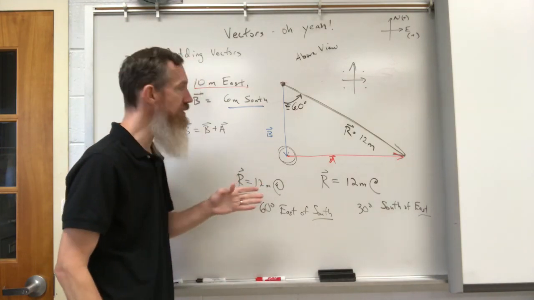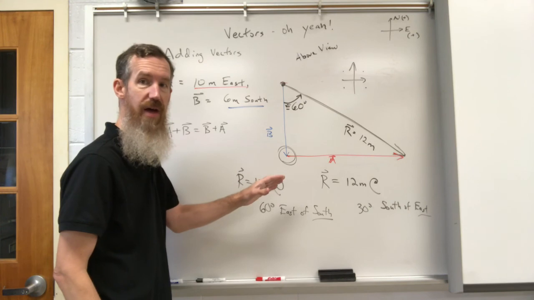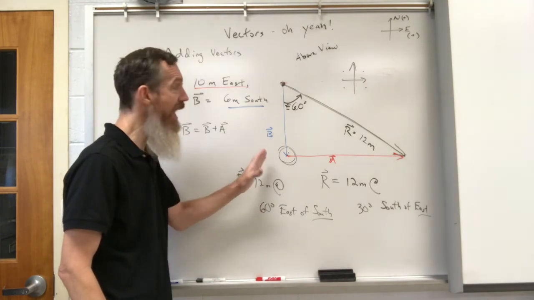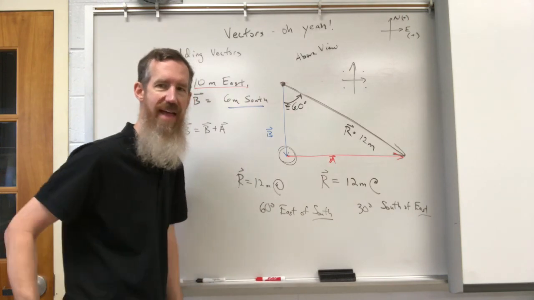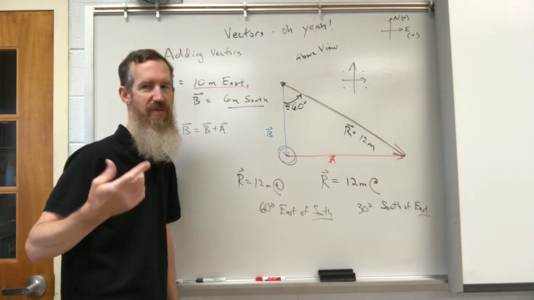Now, you can do this with not just 2 vectors, you can do this with a ton of vectors. And the vectors don't have to be nice and at right angles. So we'll go over that and show you another example in a few. Let me reset the board.